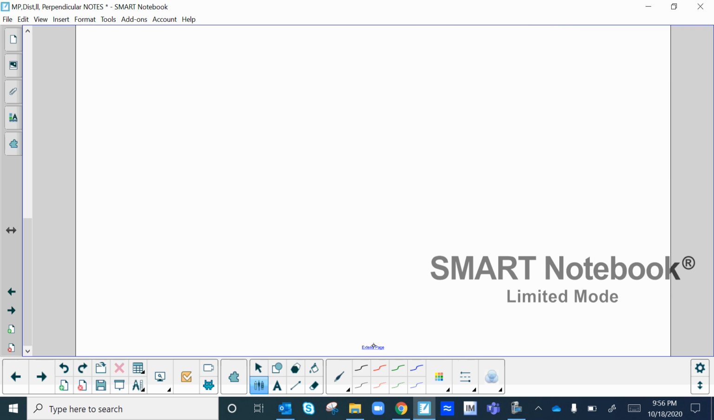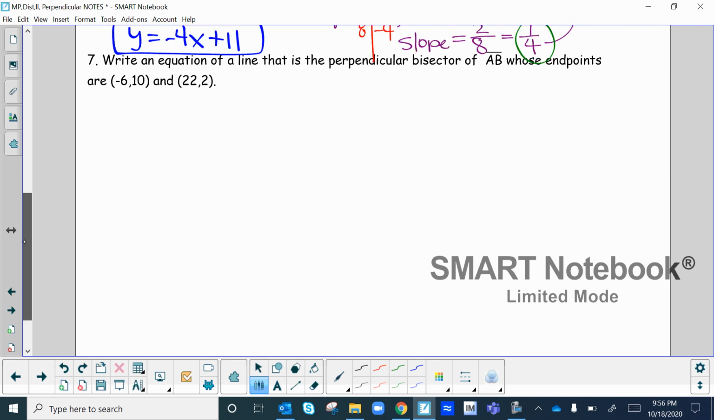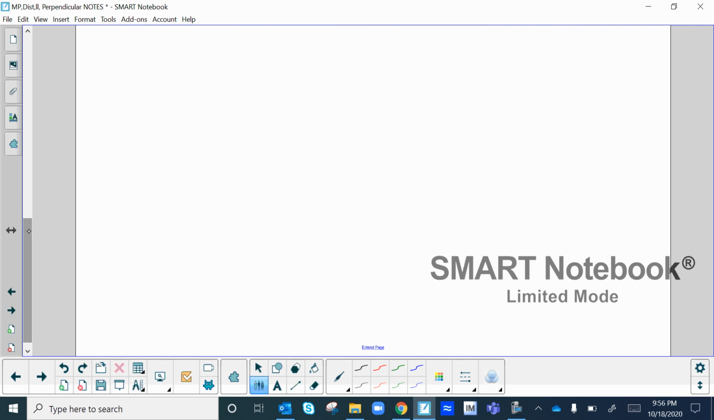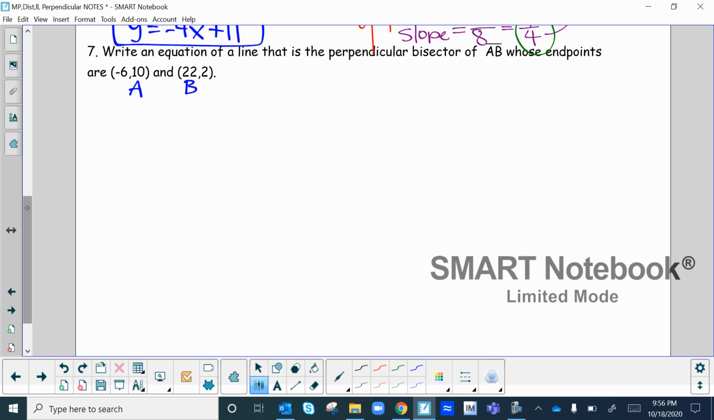This is the last example, so let me make sure I have enough room here. So this one says, write an equation of a line that is the perpendicular bisector of AB, and here's the points for AB. So we'll just say this is A and this is B. Okay, so what was the first thing that I did?